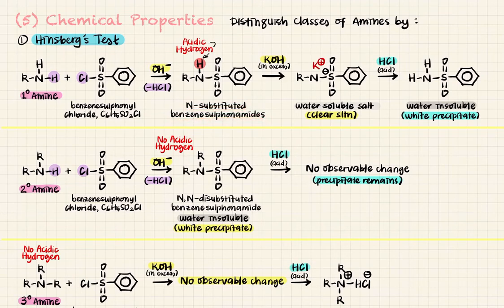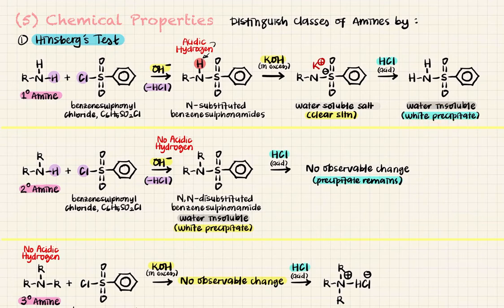parts of primary amine with benzene sulfonyl chloride to form N-substituted benzene sulfonamides. Okay, so here your N-substituted compound has 1 hydrogen. This is an acidic hydrogen. So when you treat it with KOH, you will get a water-soluble salt. Okay, like so. See here, a water-soluble salt. So your first observation will be a clear solution. When you treat it with acid, HCl, you will get a water-insoluble compound. So you will have an observation that a white precipitate formed.